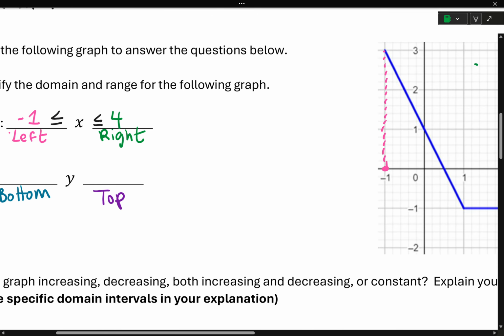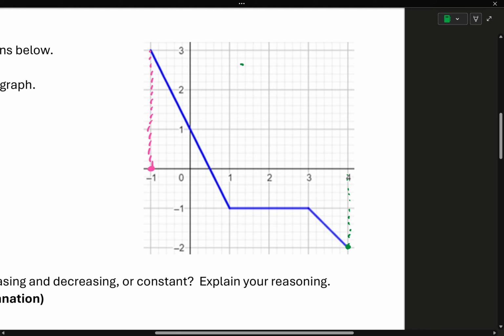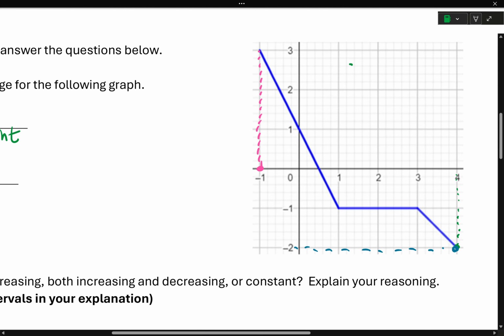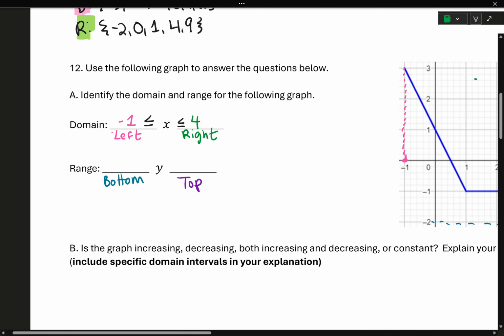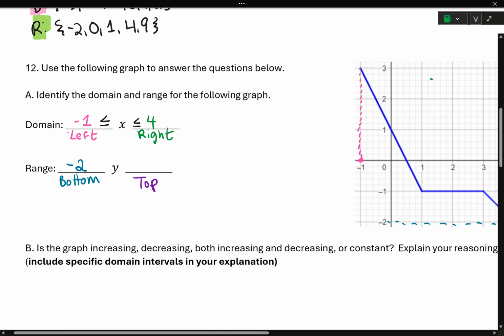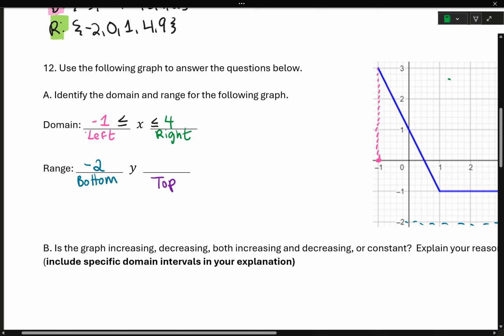All right. The bottom of my graph is right here. And that is at -2. I'm going to write that down right away. -2. The top of my graph is right here. And that's at 3. And I'm going to put my inequality symbols. Same as before, y is in between -2 and 3.